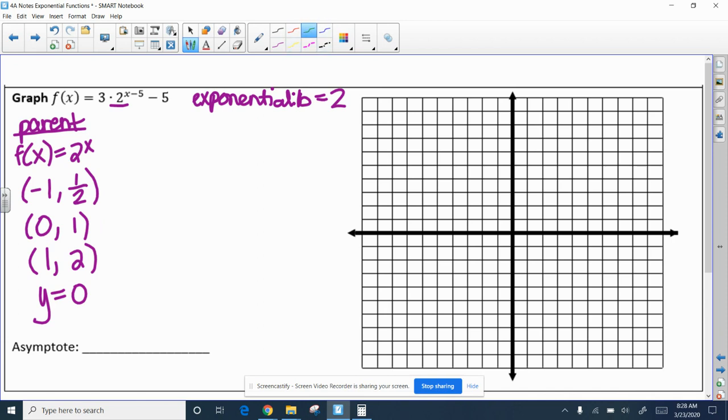Now let's do our transformations. So our first transformation here, do you guys hear my son? He's sitting here with me.